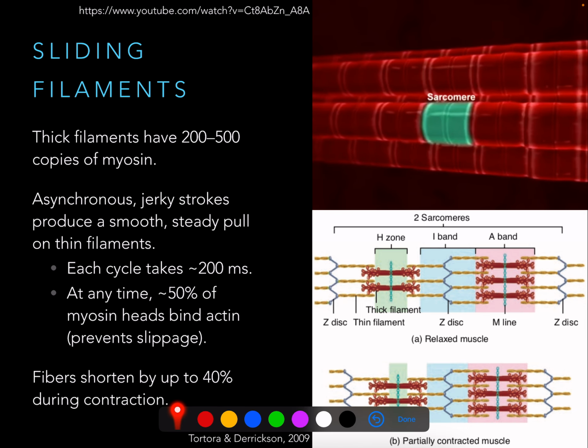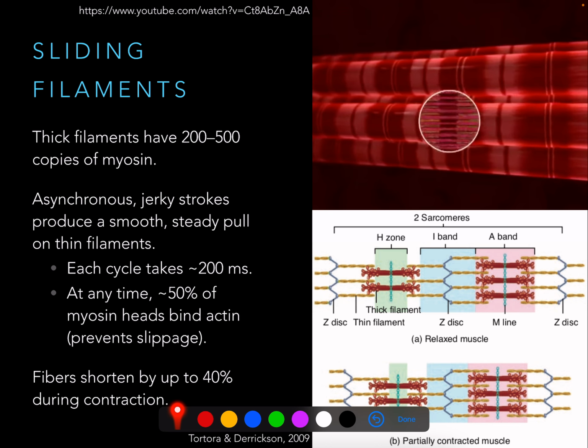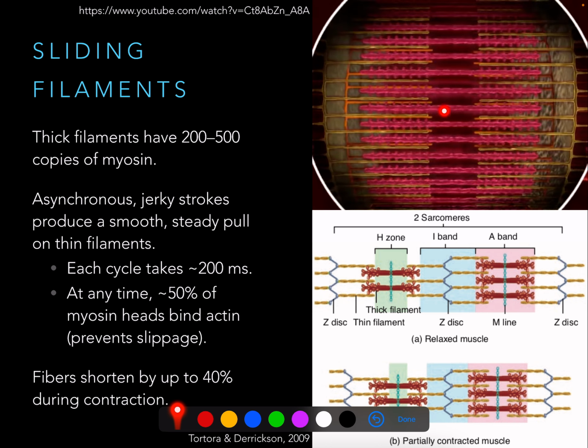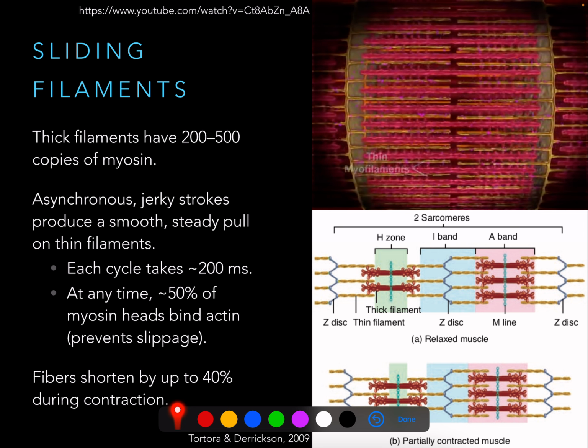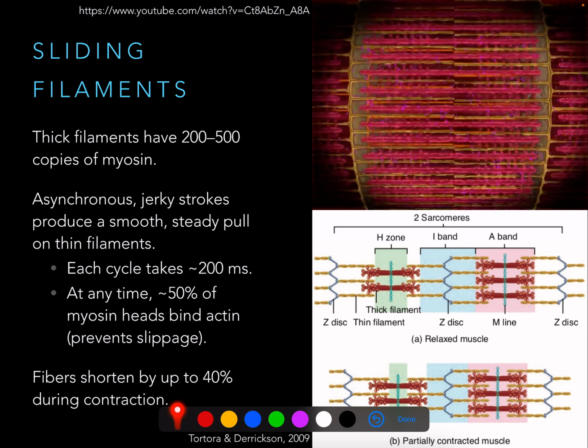There they are right there, shortening. There's our movie here, and we'll watch the sliding filaments take place. Myosin on the thick filaments. You'll notice we're going to have a whole bunch of asynchronous contractions. Calcium's floating around. It's binding to troponin, moving tropomyosin out of the way in the thin filaments. We're now pulling the thin filaments toward the middle, and there you have it.